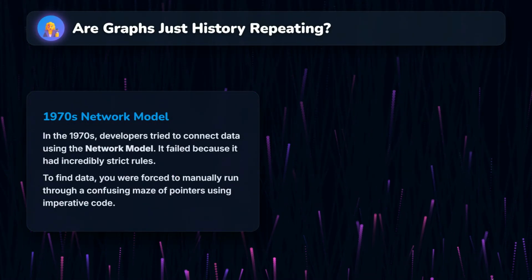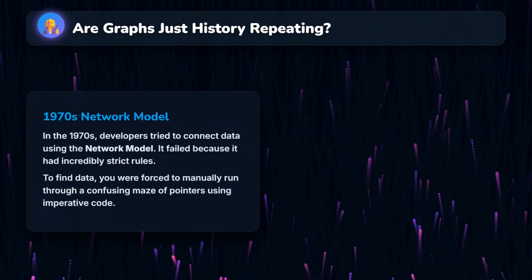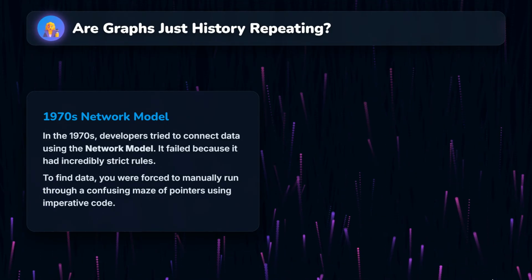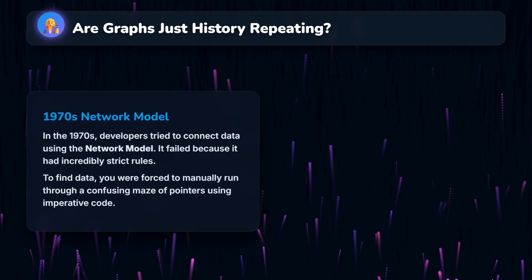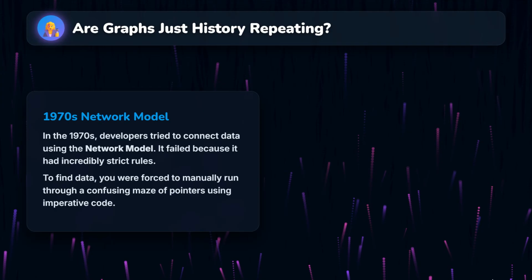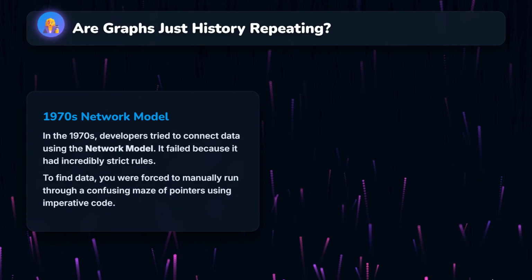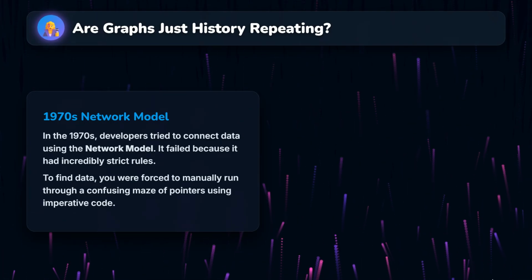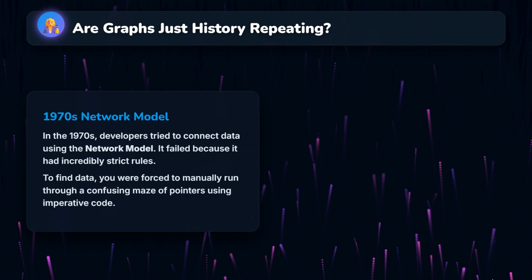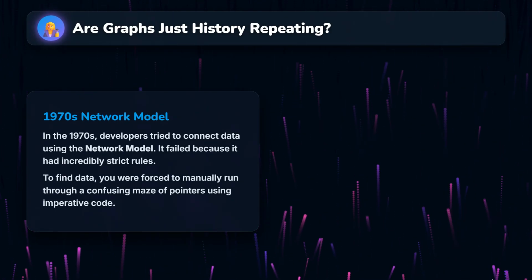Hey everyone, let us jump right in and clear up a massive misunderstanding in the database world. A lot of older engineers look at modern graph databases and say, wait a minute. Didn't we already try this back in the 1970s with the network model? The answer is absolutely not. They look similar on the surface, but they are completely different beasts under the hood.